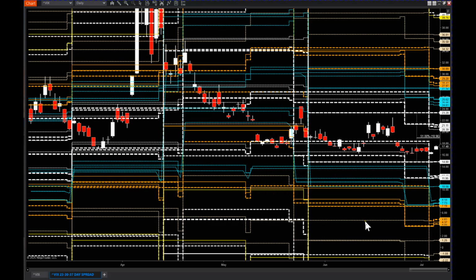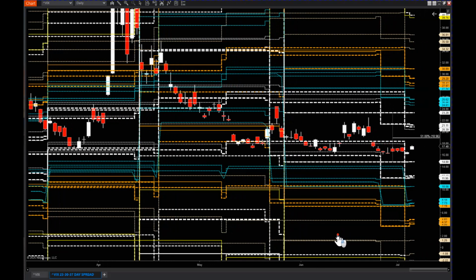And then it's 18.96. So 19 definitely looks like a target for the end of the month, going into that end of the month range. We're currently at 17.48.